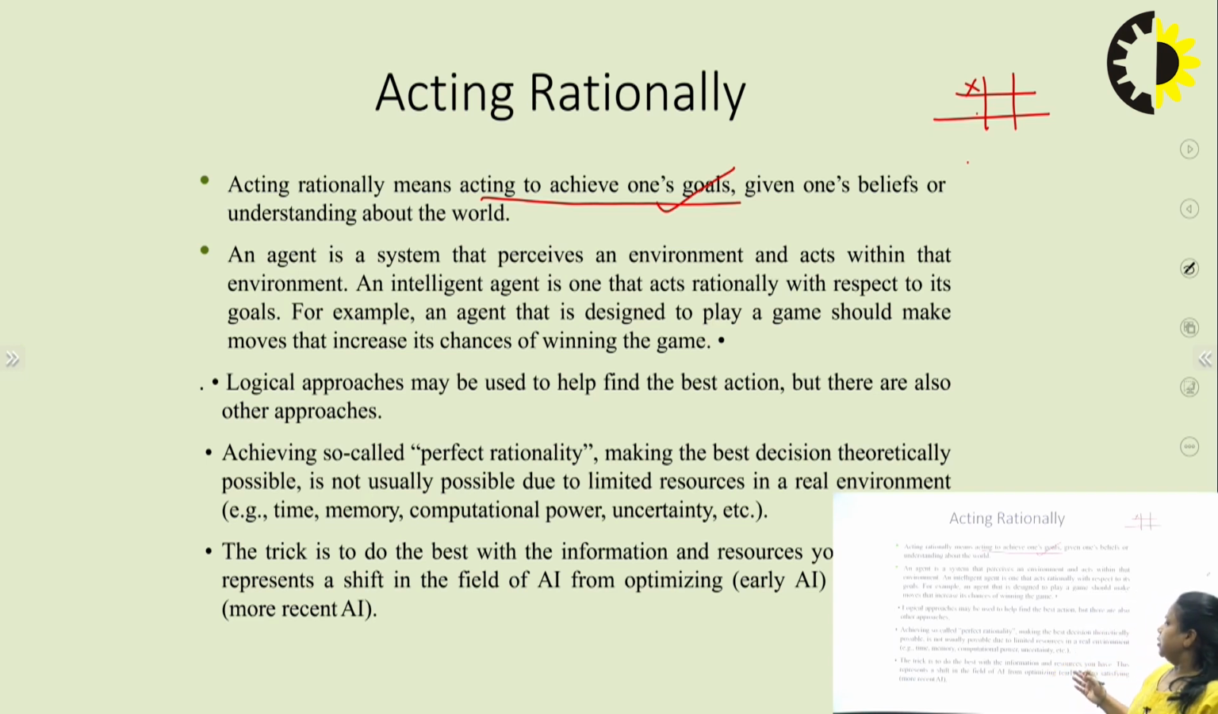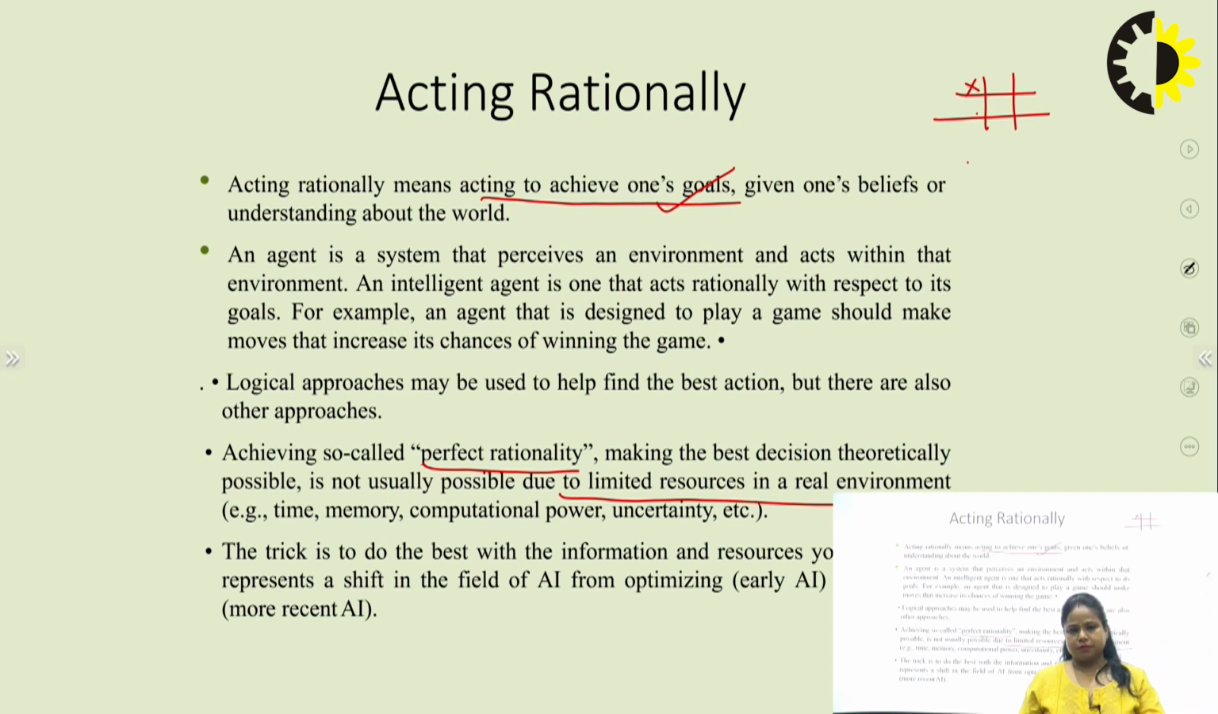Now, achieving so-called perfect rationality means we have to make the best decision theoretically possible, but this is not usually possible due to the limited resources in the real-time world. Sometimes we are trying to generate perfect rationality.